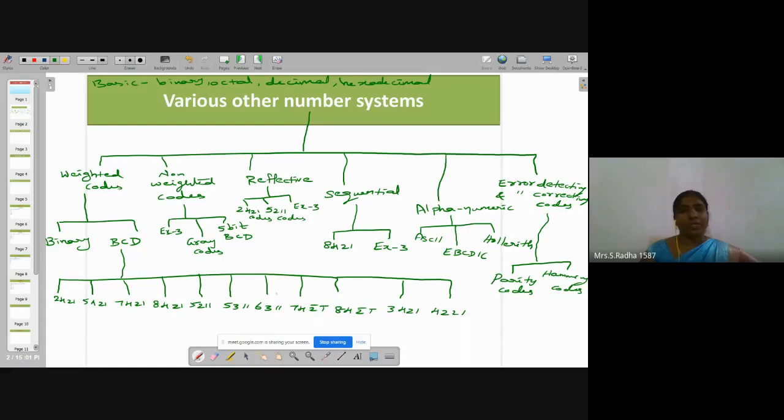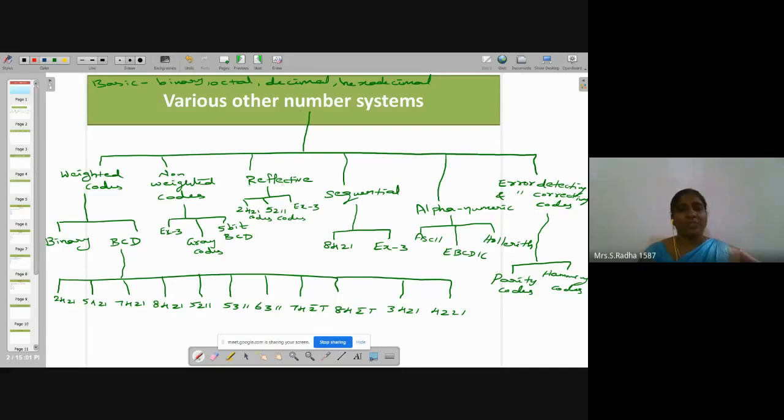We know that BCD is nothing but every decimal digit represented in 4-bit representation. That is binary code. I will come to these BCD codes later in the next slide. Now I am going to non-weighted codes, which means position value will not be there.